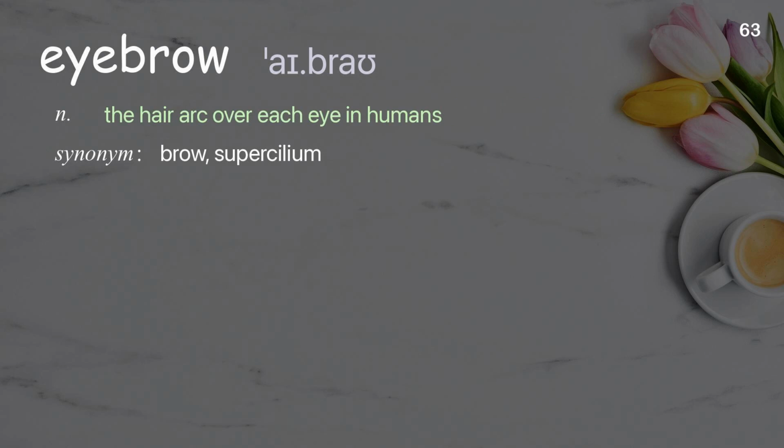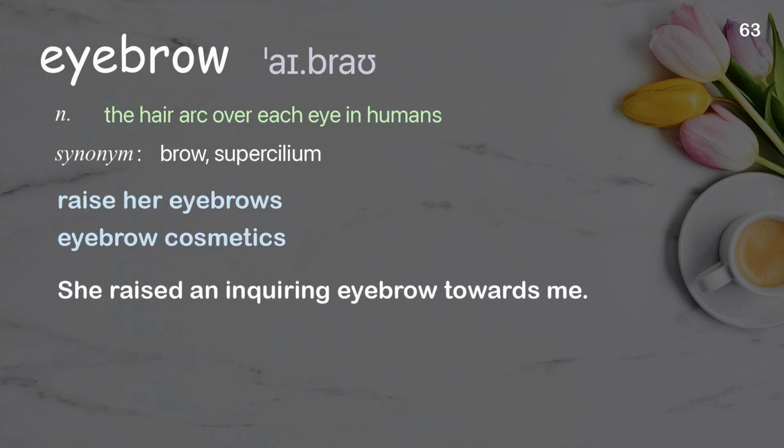Eyebrow. The hair arc over each eye in humans. Examples: raise her eyebrows, eyebrow cosmetics. She raised an inquiring eyebrow towards me.